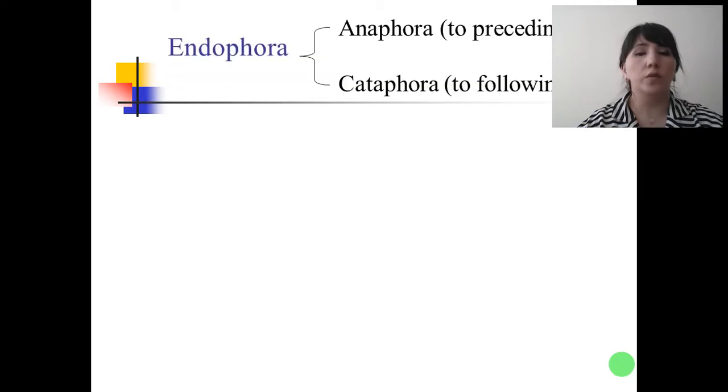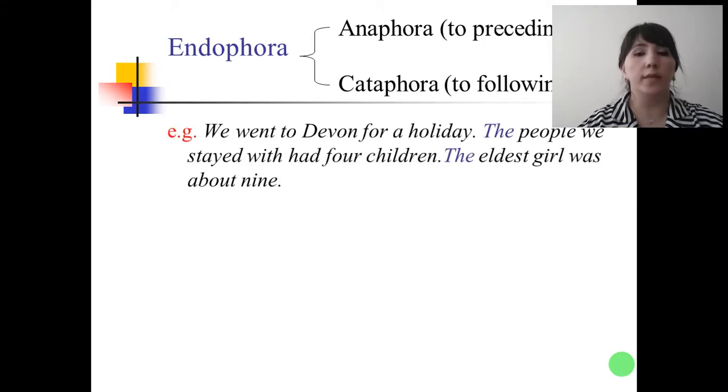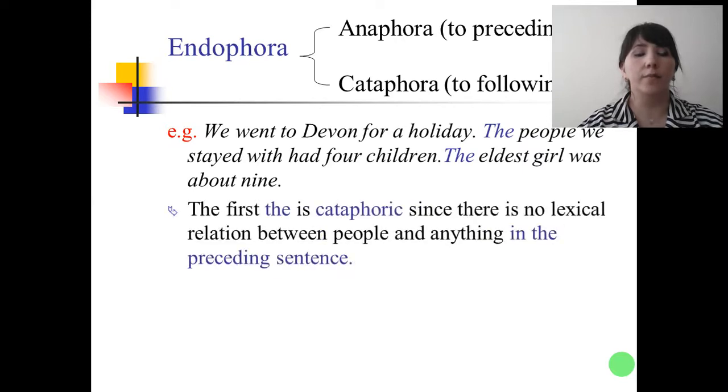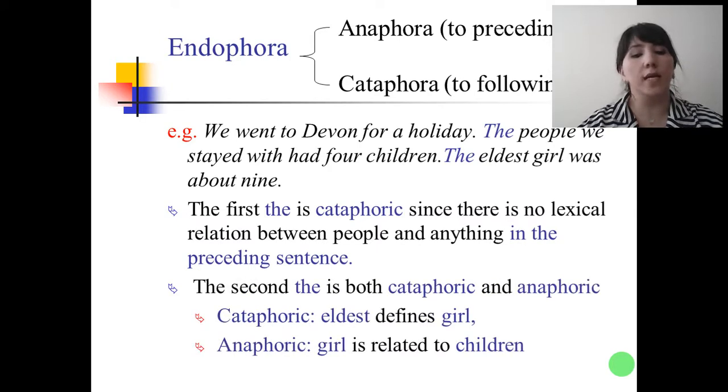Anaphora includes anaphora to preceding text and cataphora to following text. For example, we went to Devon for a holiday. The people we stayed with had four children. The eldest girl was about nine. The first "the" is cataphoric, since there is no lexical relation between people and anything in the preceding sentence. The second "the" is both cataphoric and anaphoric. Cataphoric: eldest defines girl. Anaphoric: girl is related to children.